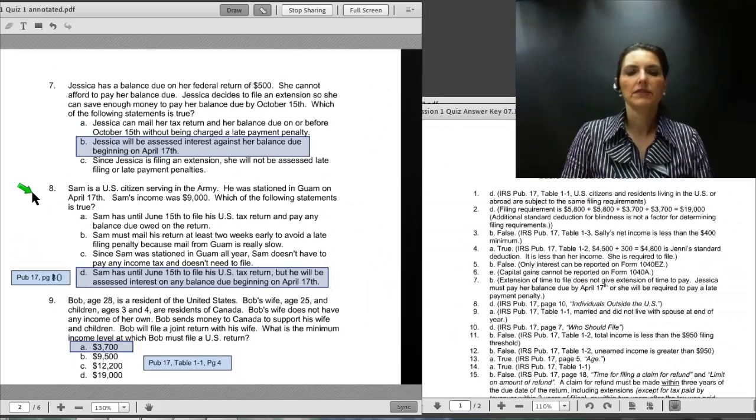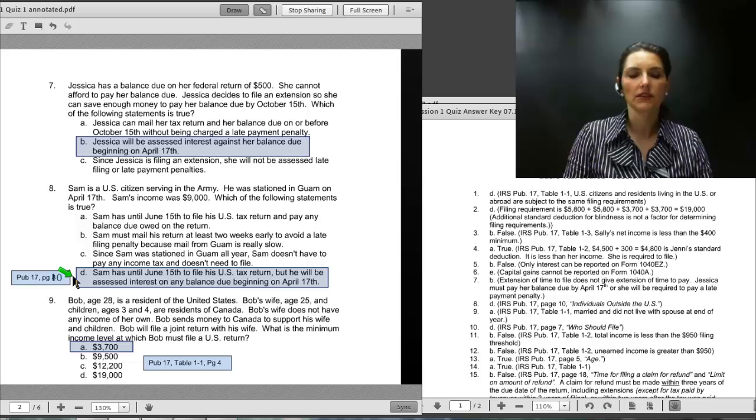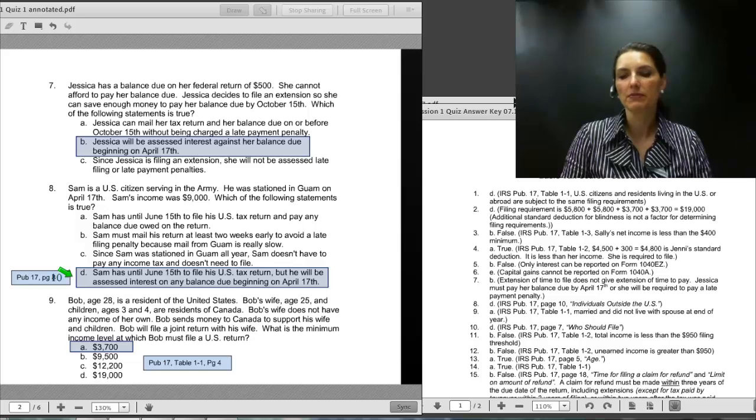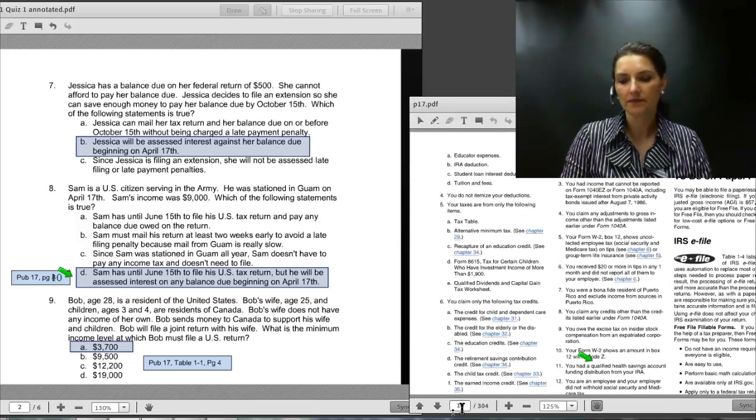Number 8, Sam is a U.S. citizen serving in the Army. He was stationed in Guam on April 17th. Sam's income was $9,000. Which of the following statements is true? We offer you a number of different options. Ultimately, D is the correct answer. Sam has until June 15 to file his U.S. tax return, but he will be assessed interest on any balance due beginning on April 17th. The reference for that is Pub 17, page 10.